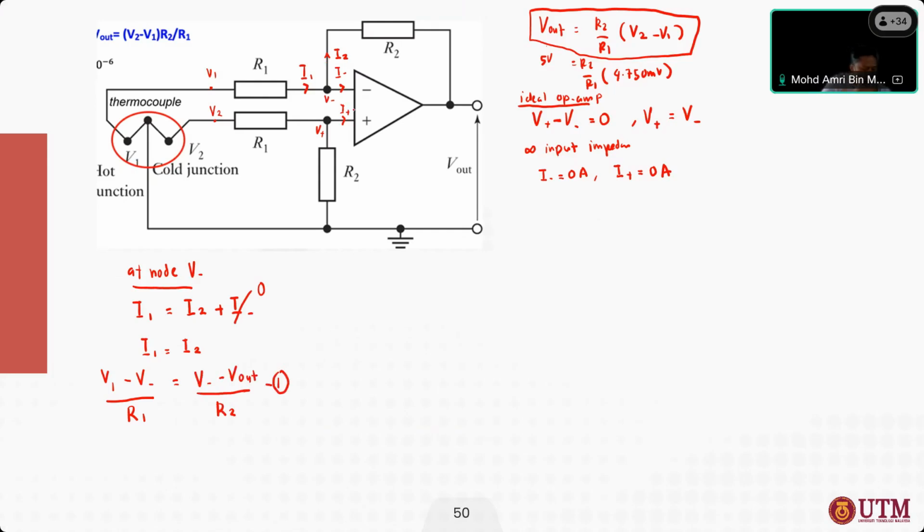Now, at node V positive, assume this is I3 and this is I4. We apply Kirchhoff's current law at node V plus: I3 plus I4 is equivalent to I positive. We know that from the ideal characteristic of the op-amp, I plus is equivalent to 0 ampere, so this is 0. Therefore, I3 is equivalent to negative I4.